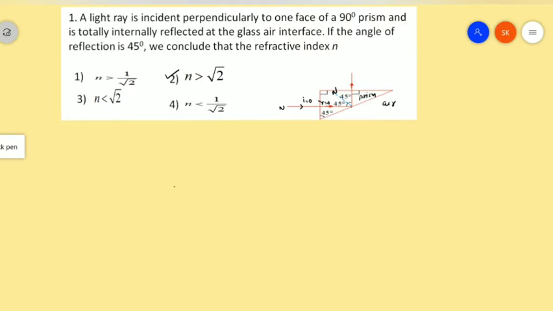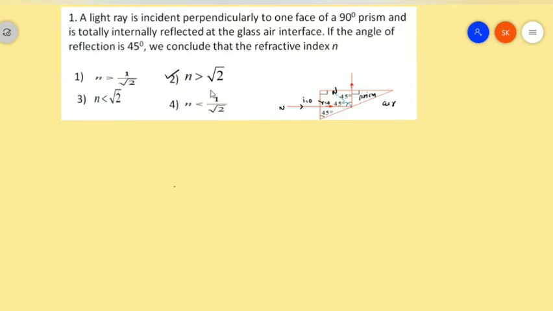These problems are very important for the CBSE board exam and are the most repeated problems in the board exam. Let us discuss the first problem. A light ray incident perpendicular to one face of a 90-degree prism is totally internally reflected at the glass-air interface. If the angle of reflection is 45 degrees, we conclude that the refractive index is what?